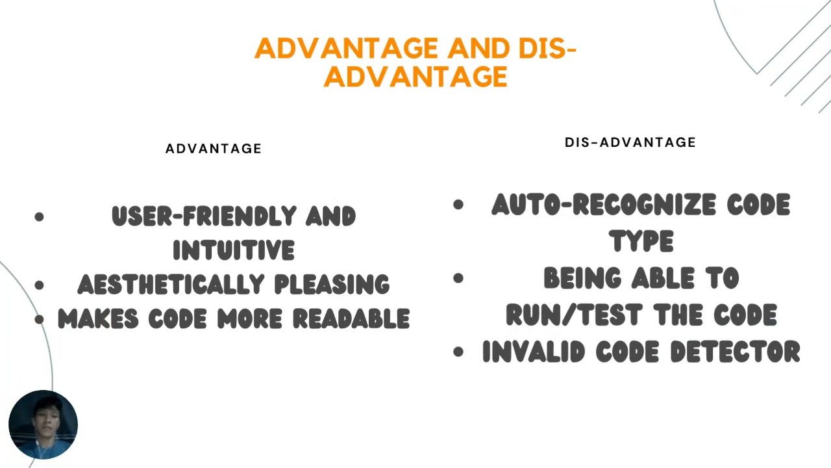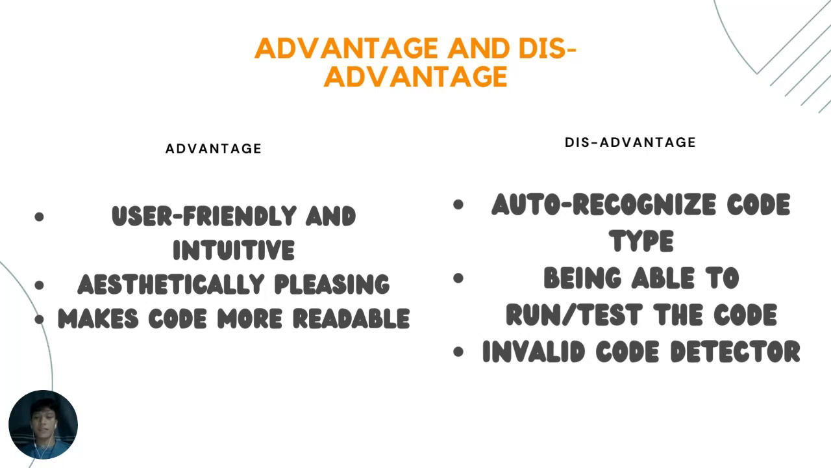And here are the advantages and disadvantages of Sublime Text. The first advantage of Sublime Text is that it is a user-friendly, intuitive tool. Positive: user-friendly and intuitive, it's a pretty simple and straightforward software that doesn't take much to learn how to use it. The second one is aesthetically pleasing.